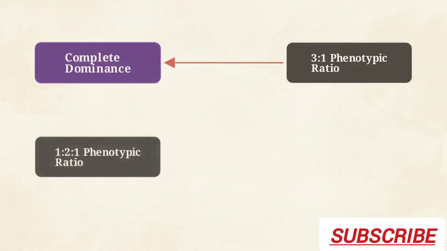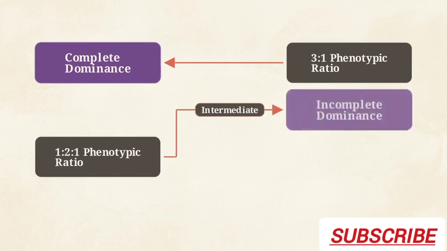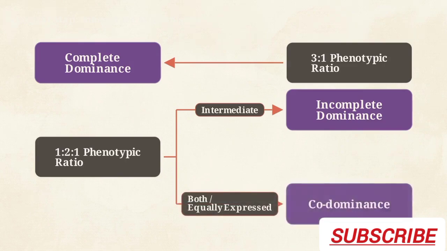These ratios allow for reverse engineering of inheritance patterns. An F2 generation with a 3-to-1 phenotypic ratio identifies the mechanism as complete dominance. When an F2 generation displays a 1-to-2-to-1 phenotypic ratio, the distinction lies in how the traits are expressed. Descriptive terms like intermediate signify incomplete dominance, while both, or equally expressed, indicate codominance.